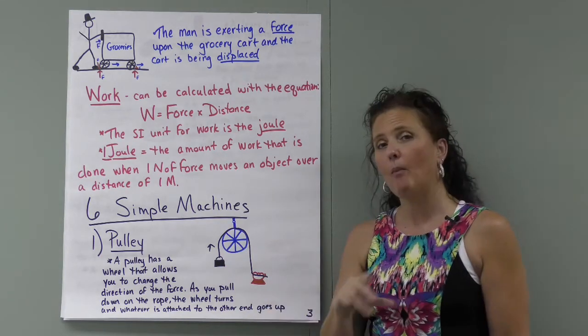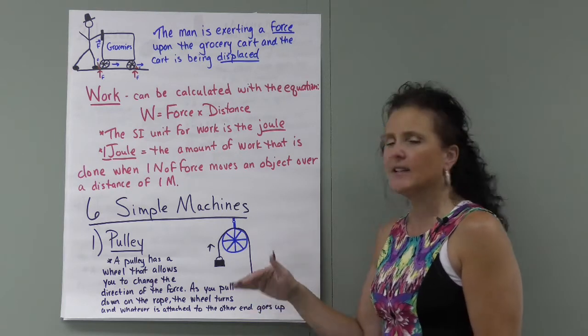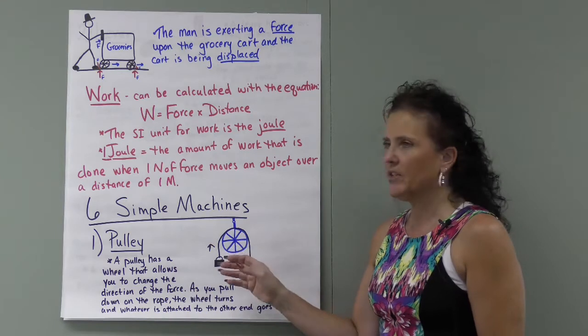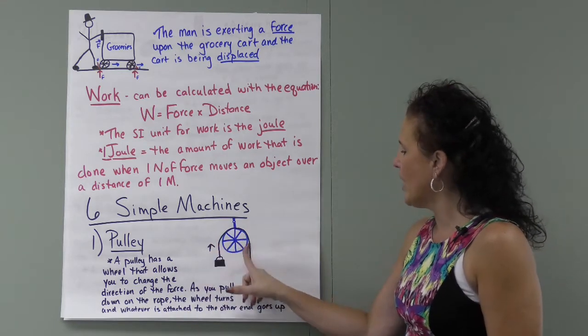So now that we know about work and force, we can look at the 6 simple machines to see how they work. So we have this pulley, if you've ever seen a pulley, and there's a rope going up over this pulley.